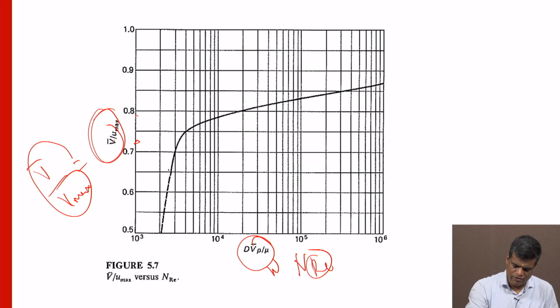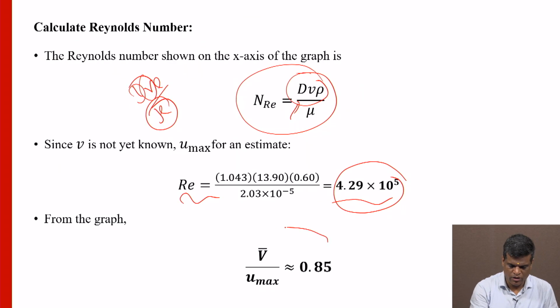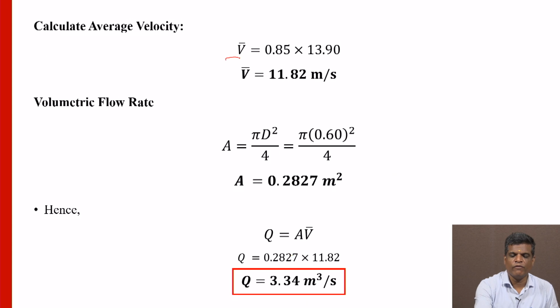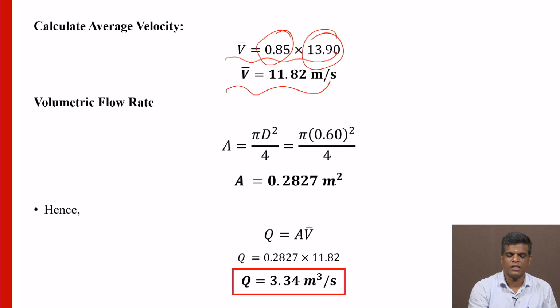From the graph, we get the value of the average velocity divided by the maximum velocity. From the graph, V bar, the average velocity over the maximum velocity, is 0.85. So V bar equals 0.85 times 13.9, which is the V max, the maximum velocity. So we get the average velocity.